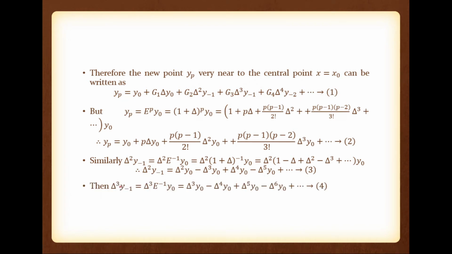So delta cube y minus 1 is equal to, again, what is y minus 1? y minus 1 is e raised to minus 1 y0. By using that, you can find that the final answer is delta cube y0 minus delta raised to 4 y0 plus delta raised to 5 y0 minus delta raised to 6 y0 plus etc. So this is equation number 1. We can use equation number 4 to replace this term.